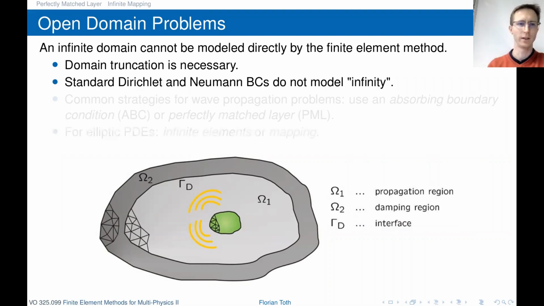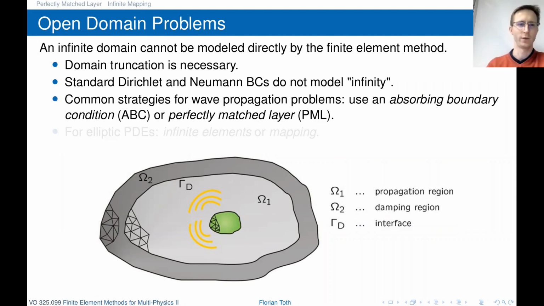Here we can set standard boundary conditions, Dirichlet-Neumann boundary conditions. However, they do not model infinity. So for wave propagation problems, we already have seen the absorbing boundary conditions, and another technique is called the perfectly matched layer.